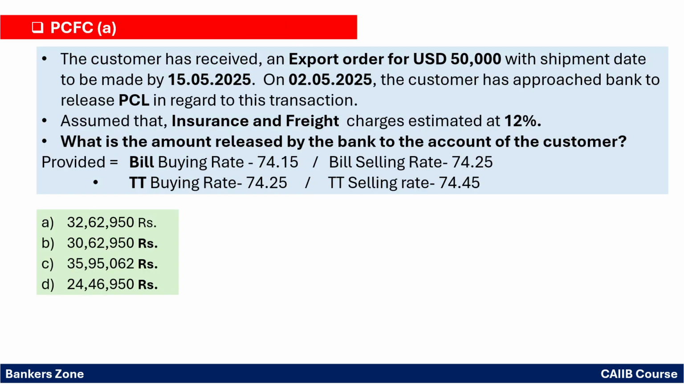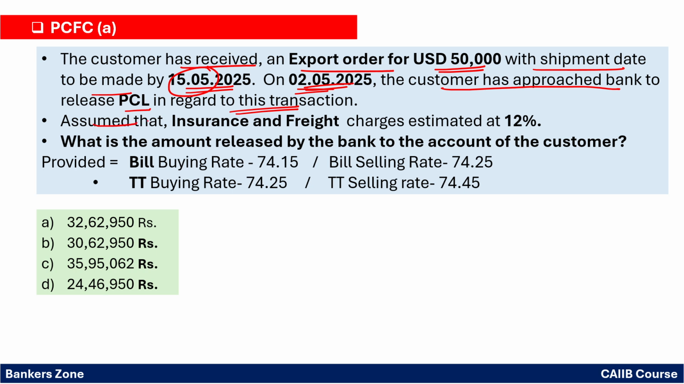However, they are asking: the customer has received an export order of say 50,000 US dollar with a shipment date to be made by 15th of May. However, on 2nd of May itself, the customer has approached the bank for releasing the PCL in regard to this transaction. So the customer got an export order, which says that by 15th of May we have to do the export. However, before the due date, the customer approached so that he can get some loan from the bank.